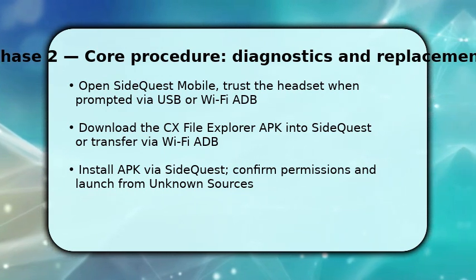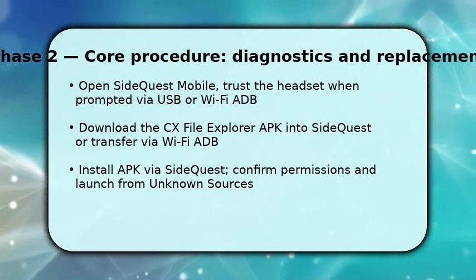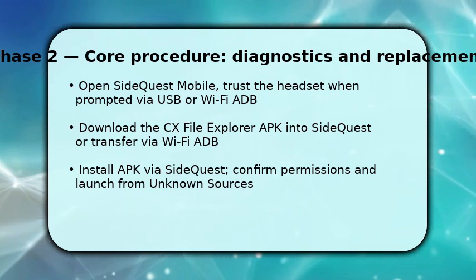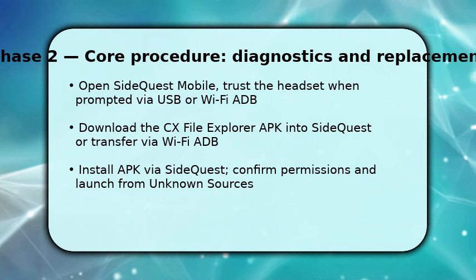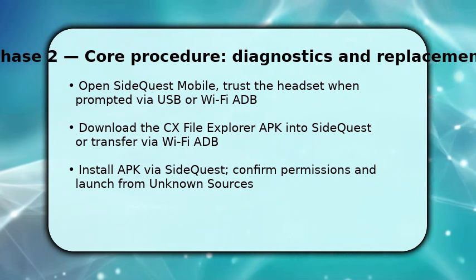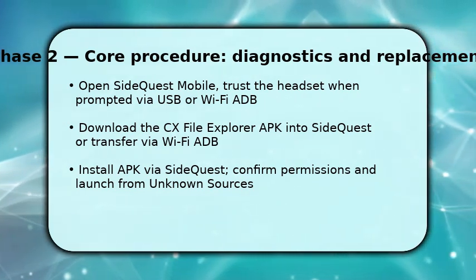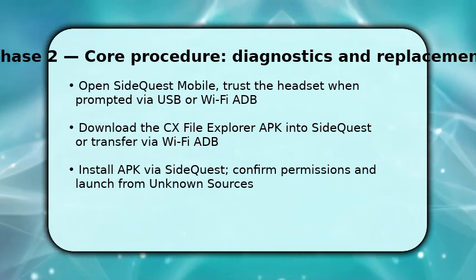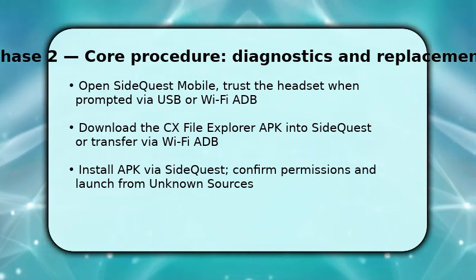This authorizes installations. Next, add the CX File Explorer APK into SideQuest Mobile, or use SideQuest's built-in browser to fetch it. SideQuest manages file transfer reliably without a PC. Then install the APK through SideQuest and watch for permission prompts. Make sure to grant storage access. I explain why. SideQuest bridges your phone and headset, enabling safe sideloading and preserving your device's existing files.